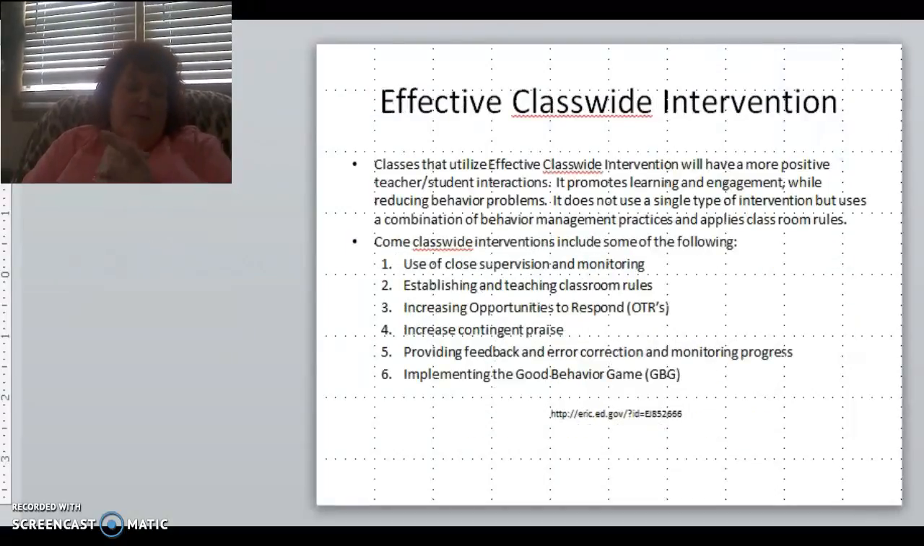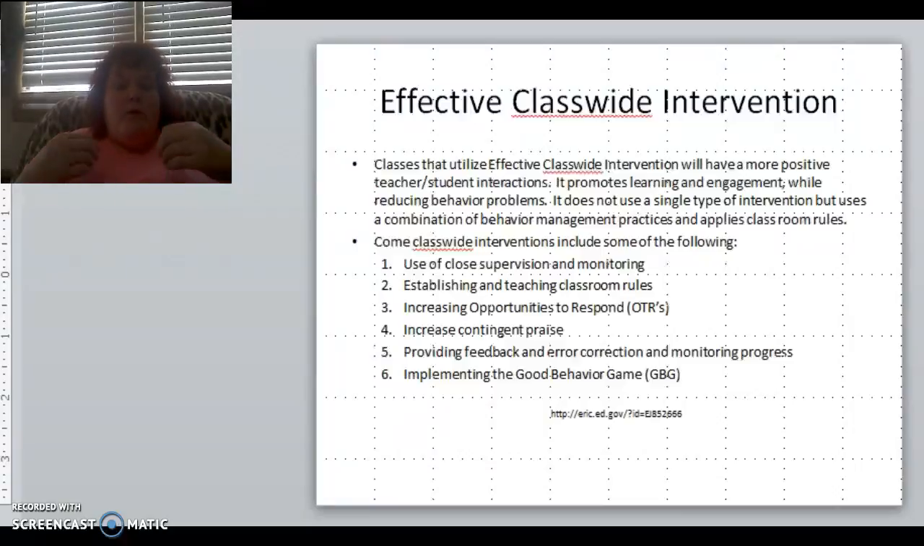Let's talk about some effective class-wide intervention. This will help both with students who do not have ADHD or your general education classroom students. It is a good thing to use. The classes that utilize the effective class-wide intervention will have more positive teacher-student interactions. It's going to promote learning and engagement while reducing behavior problems. It doesn't use a single type of intervention, but uses a combination of behavior management practices and applies classroom rules.